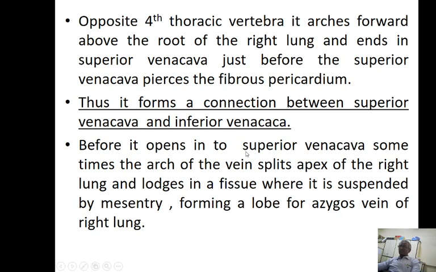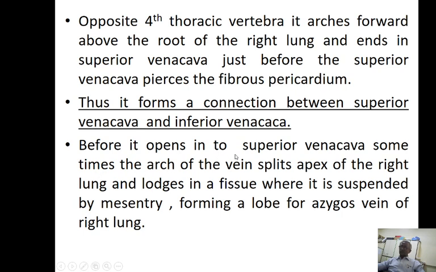This azygos vein starts from the posterior surface of the inferior vena cava at or below the renal veins level, and then it joins the superior vena cava opposite the 4th thoracic vertebra, after arching forward over the lung, making the arch of the azygos vein. Then it reaches the superior vena cava just before the superior vena cava pierces the fibrous pericardium.